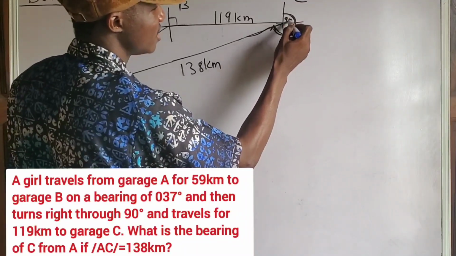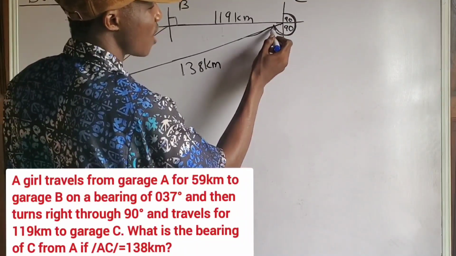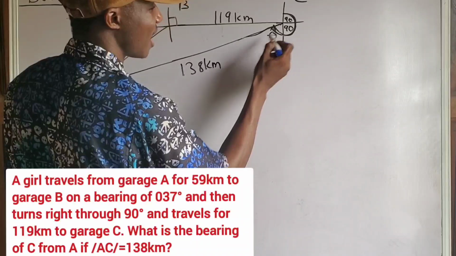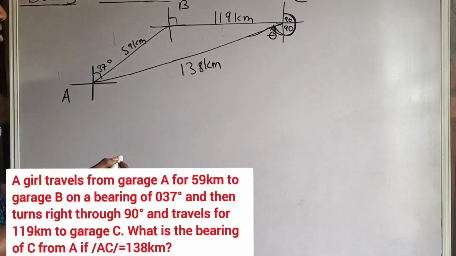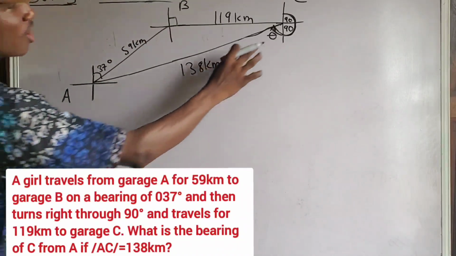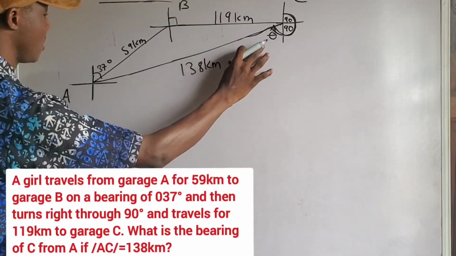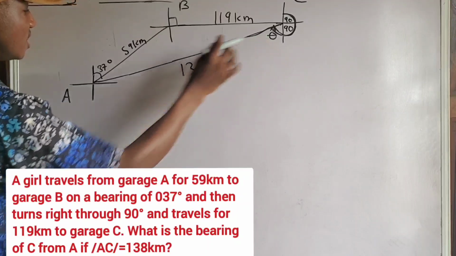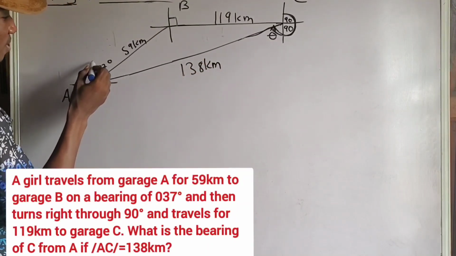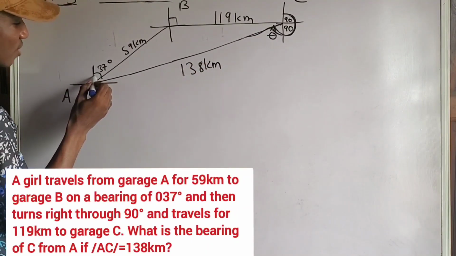This angle is 90. This one is 90. So we need this small angle that is here. Let us call it theta. Now, how do we get the value of theta? Don't forget that this theta that you see here is alternate to this angle. Theta is alternate to this angle.